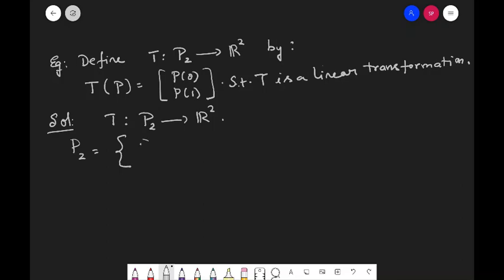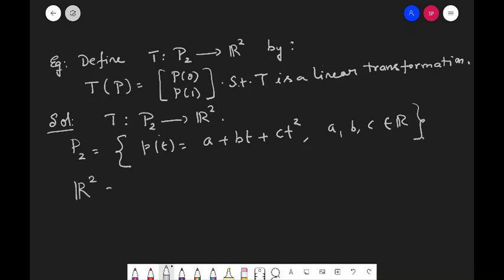So it will have polynomials of the form P of T. How is this P of T? It is a maximum second degree polynomial, A plus Bt plus Ct square, where A, B, C are real numbers. This is P2. Now let us see what R2 is. R2 has all column vectors with two rows x, y such that x comma y belong to R.